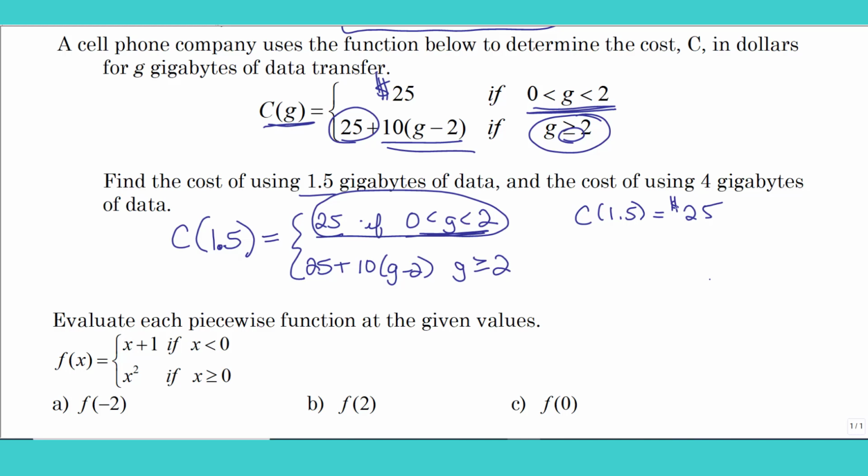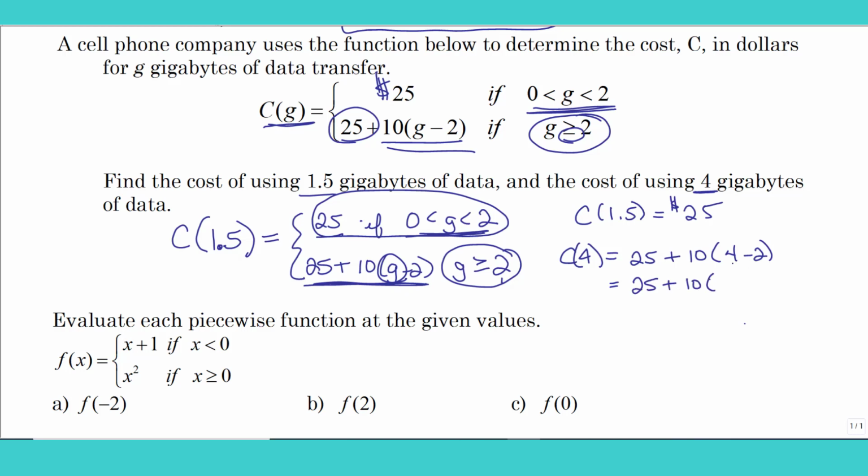But if I use 4 gigabytes, then I have to evaluate it at 4. And since that's greater than 2, now I have to use this formula. So I say 25 plus 10 times 4 minus 2. Again, I want to plug this value of 4 in for G. So I have 25 plus 10 times, 4 minus 2 is 2. So that's 25 plus 20, so that's $45. So they would charge me $45. That's it. All you have to do is ask, what are you inputting? And it tells you which function to use.